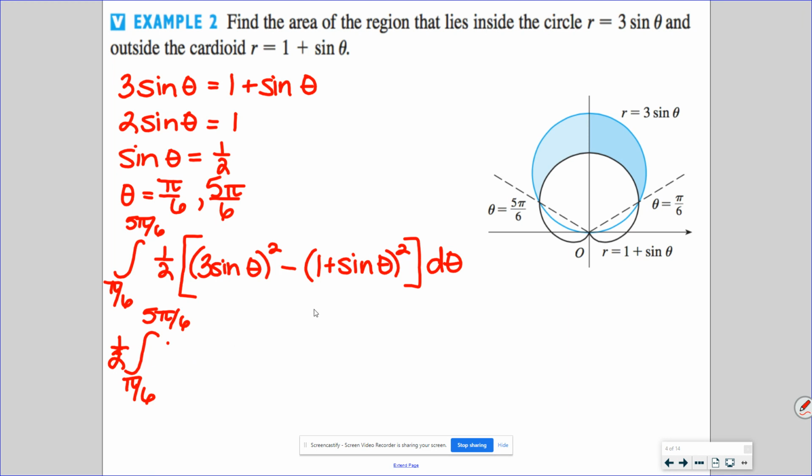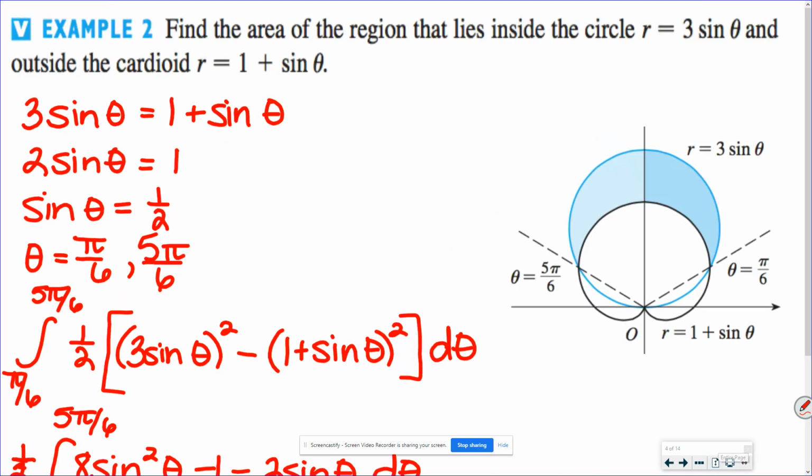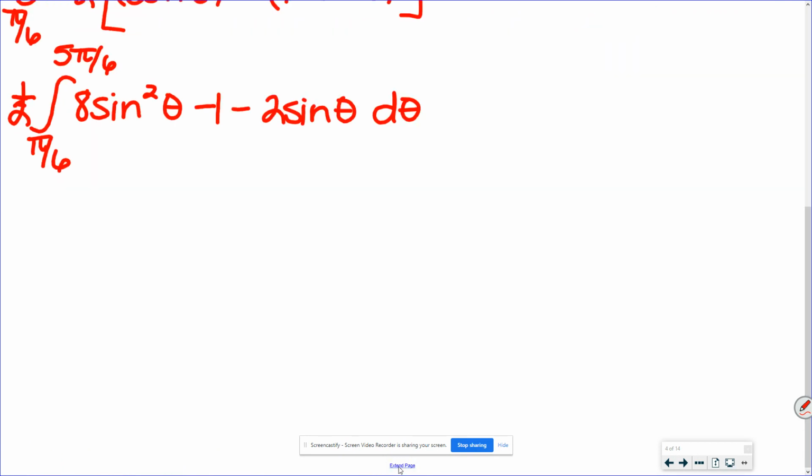I'm not going to show all those steps because I trust that you're able to FOIL and multiply and all that jazz. So I'm going to get straight to what it would look like once like terms are combined. It would be 8 sine squared theta minus 1 minus 2 sine of theta d theta. And we now need a trig identity because we have a sine squared. And so we can't integrate that.